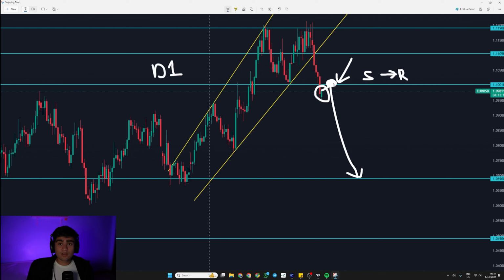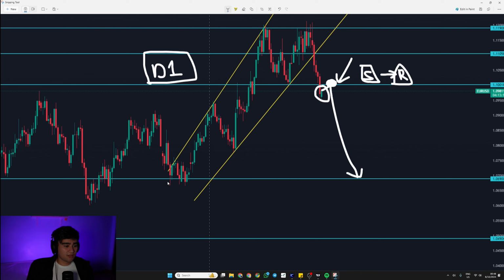So what are we looking at? This is Euro USD on the daily time frame. What am I expecting it to do? I'm expecting it to bounce off this point, a support that has now turned to resistance. It's probably gonna come back down to this level. Not immediately, not next week, not maybe next month even. It's gonna take a while.